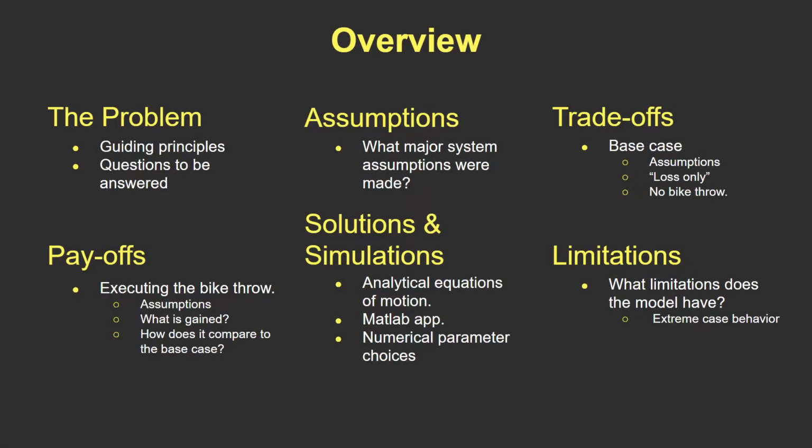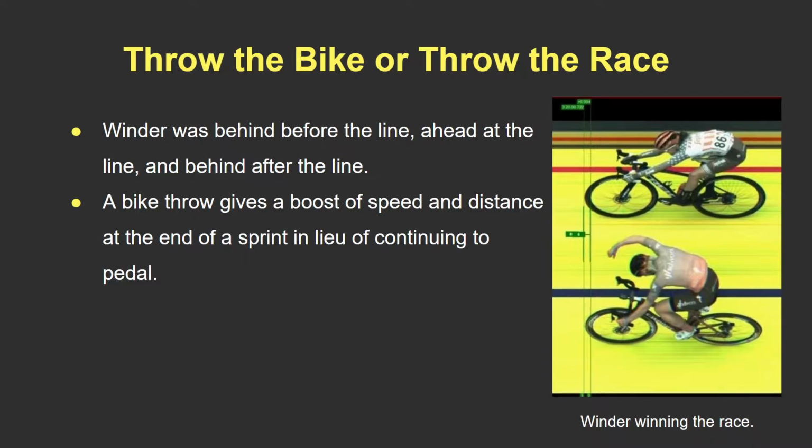Here's the overview of our presentation. We start with going over the problem in general, talking about our major assumptions, and then going into our two cases with our trade-offs where we're not pedaling at all, and the payoffs where we actually execute the bike throw. Then we're going into solutions and simulations for these equations of motion, and then talking about limitations of our model.